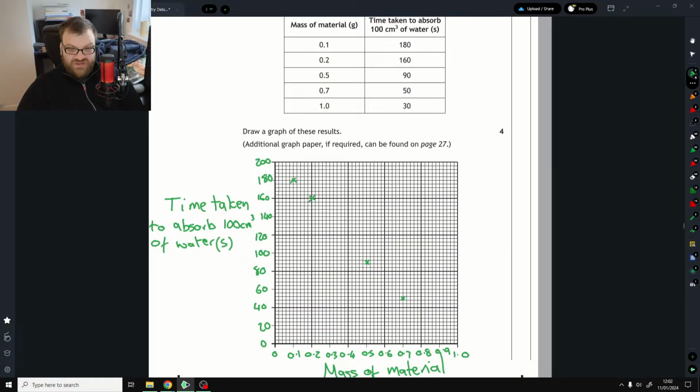So that looks good to me. And then at 1, we're at 30, which is halfway between our 40 and our 20. Now, if you're unsure of what each little box would be, one thing that you can do is, well, between 0 and 20, there are 5 little boxes. So 20 divided by 5 gives you 4. So each little box is going to be 4.